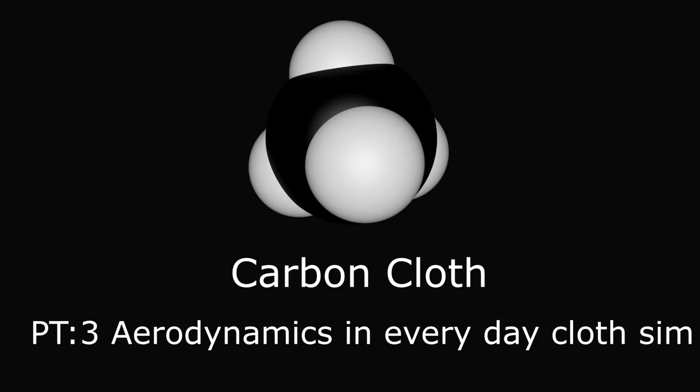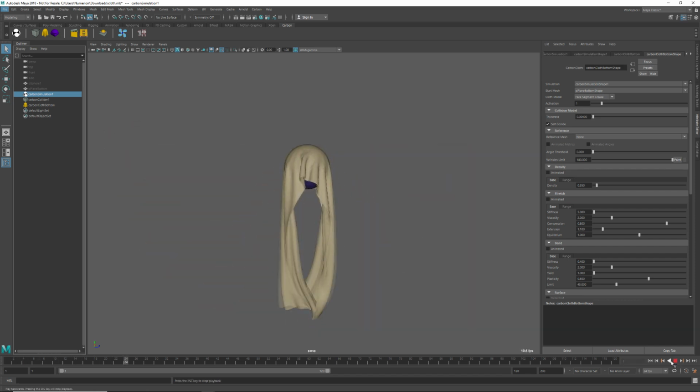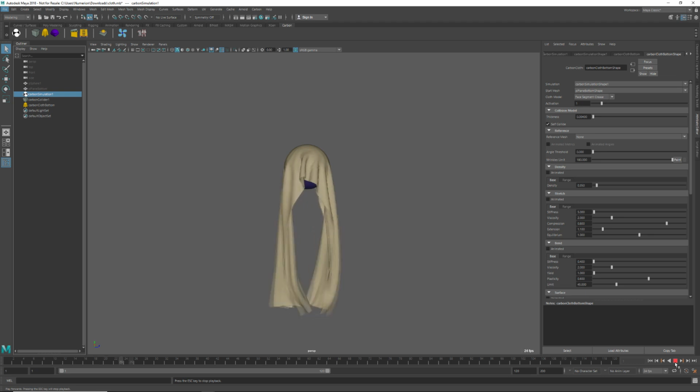In this video, we are going to look at how enabling cloth to interact with still air has a big impact on the cloth behavior. Okay, we've got a long cloth here, and if we simulate it, we'd expect it to drape fairly slowly. Now if we replay that at 24 frames a second, you can see how the ends really slam together.